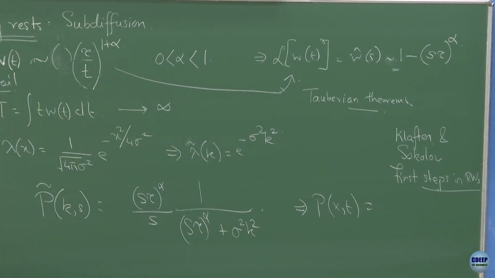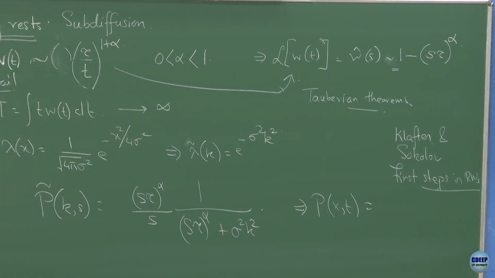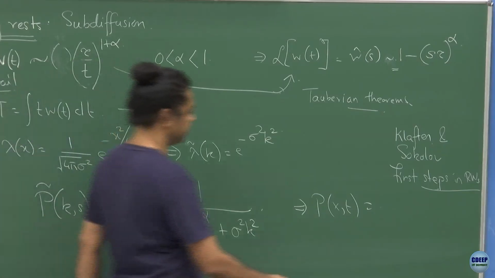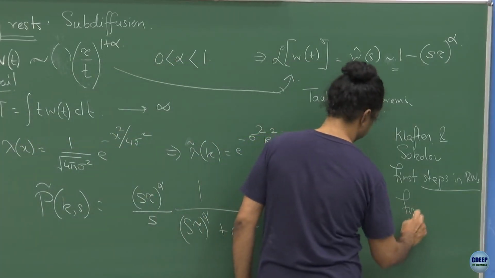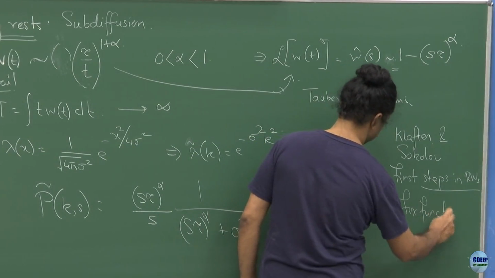It's again not a trivial inversion, but there are standard tables. It gives you something called Fox functions, which I'm not even trying to write down.